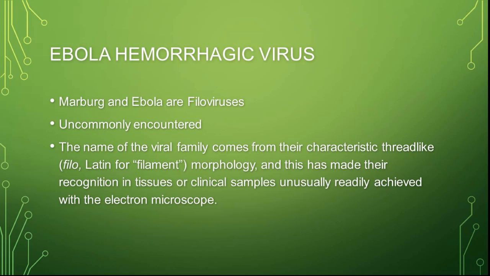Ebola virus is a filovirus, as well as Marburg virus. These are uncommonly encountered, but when they are encountered, it is usually when there is an outbreak. The name of the viral family comes from their characteristic thread-like morphology. Filo, from Latin, means filament, and they can be recognized in tissue samples because of their thread-like morphology.